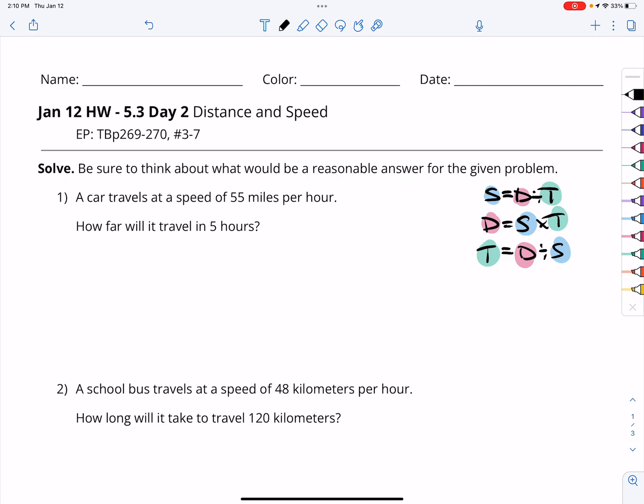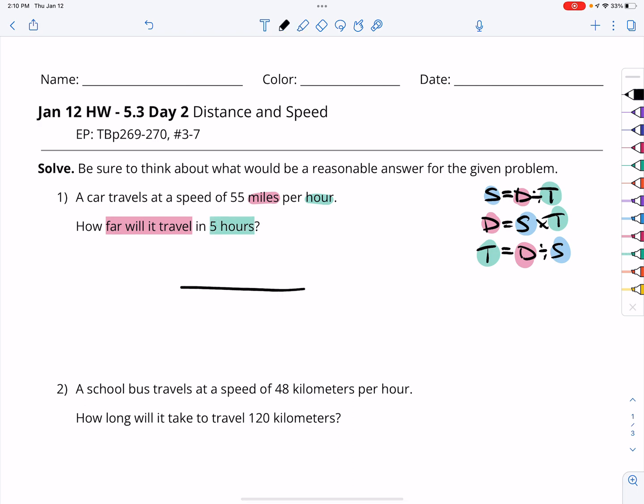So our car travels at a speed of 55 miles per hour. So my units are miles per hour. So that means our distance per time. And so that whole thing is our speed. How far will it travel in 5 hours? How far will it travel? So that's a question of distance. How far will it travel in 5 hours? So that is our time.